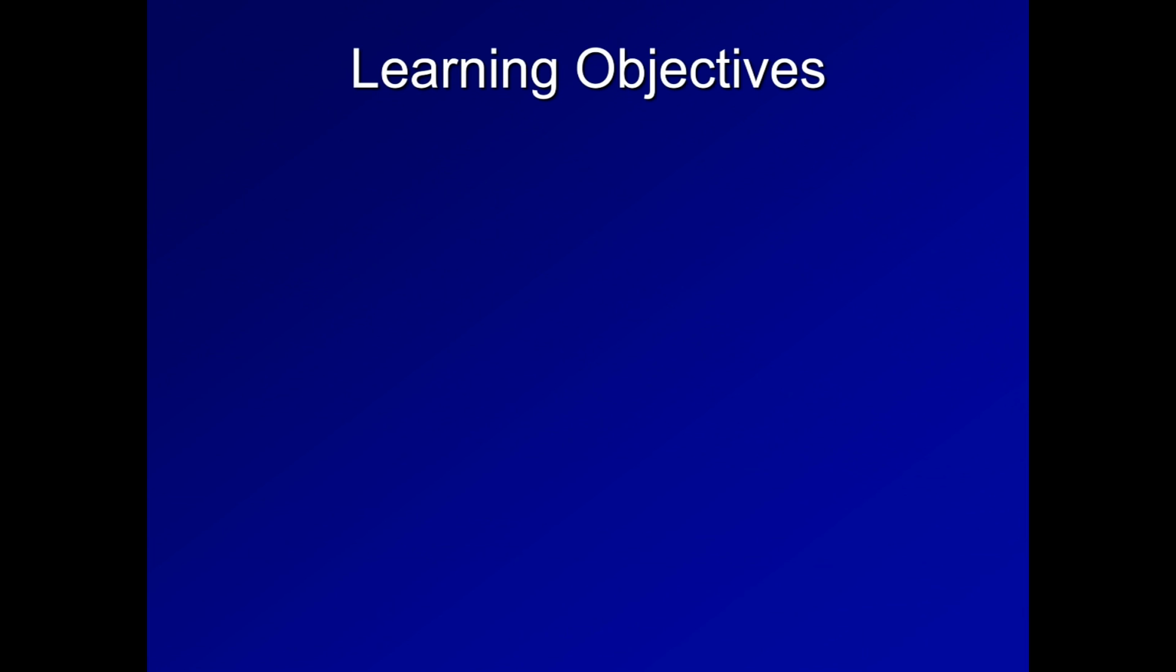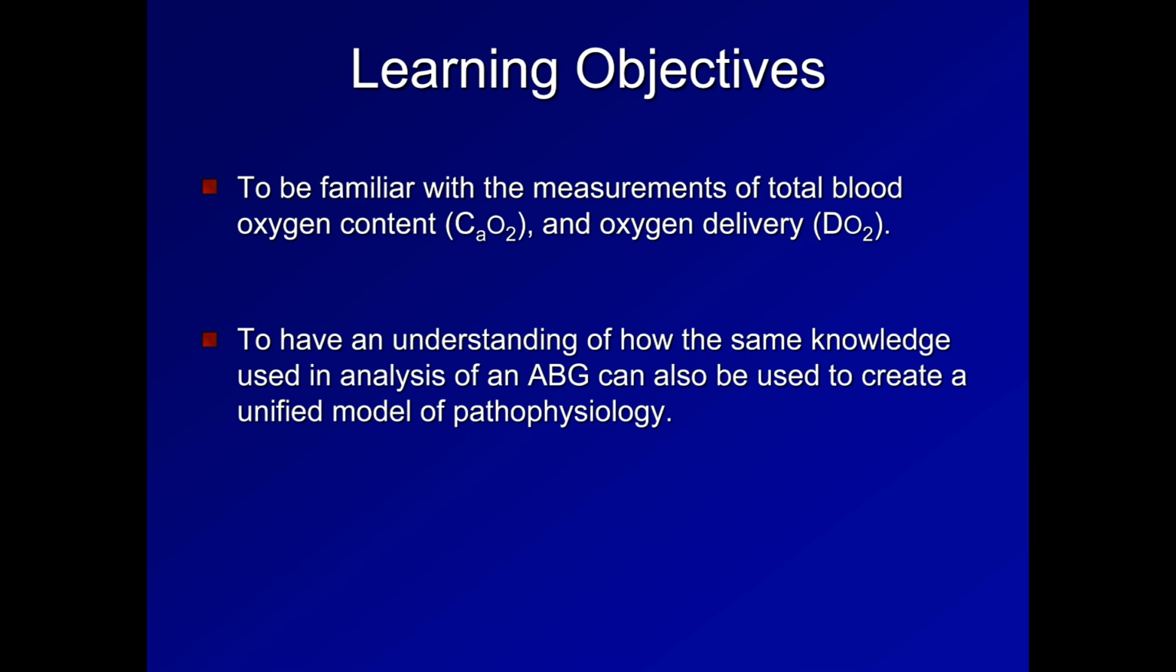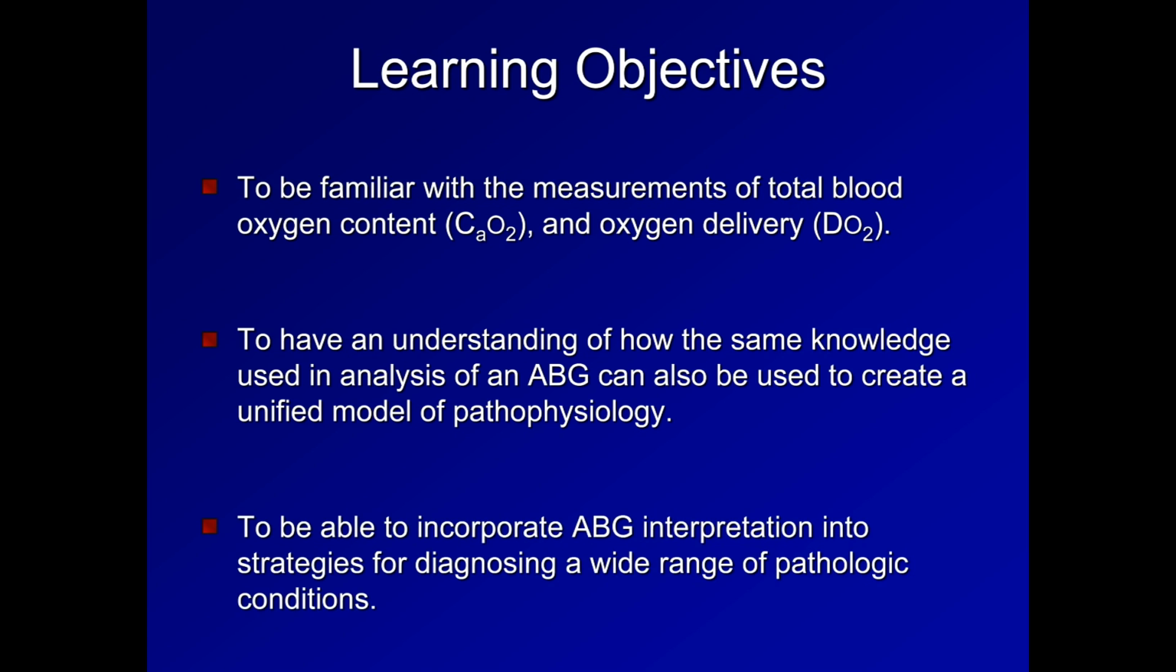The specific learning objectives are first, to become familiar with the measurements of total blood oxygen content, abbreviated CaO2, and oxygen delivery, abbreviated DO2. Second, to have an understanding of how the same knowledge used in analysis of an ABG can also be used to create a unified model of pathophysiology. And finally, to be able to incorporate ABG interpretation into strategies for diagnosing a wide range of pathologic conditions.